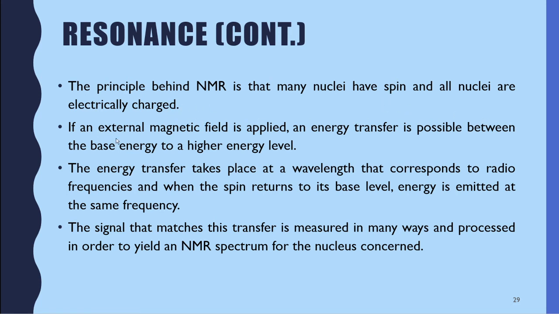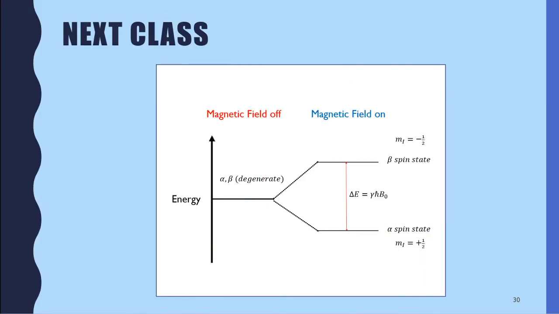so the principle behind NMR is that many nuclei have spin and all nuclei are electrically charged. If an external magnetic field is applied, an energy transfer is possible between the lower state and the higher state, at a wavelength that corresponds to radio frequency, and then it returns back. So this is the concept of resonance. As I said, the signal matches when you have this transfer from lower level to higher level, the radio frequency that is applied matches that. So then you have that jumping of energy from lower state to higher state. So that's where the resonance comes in.